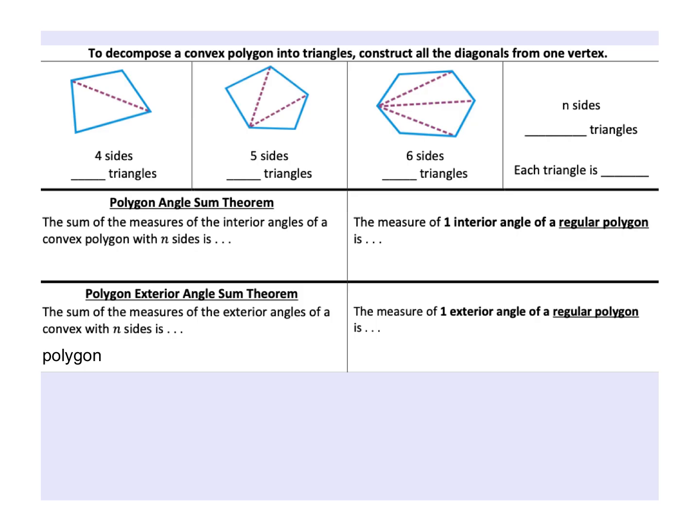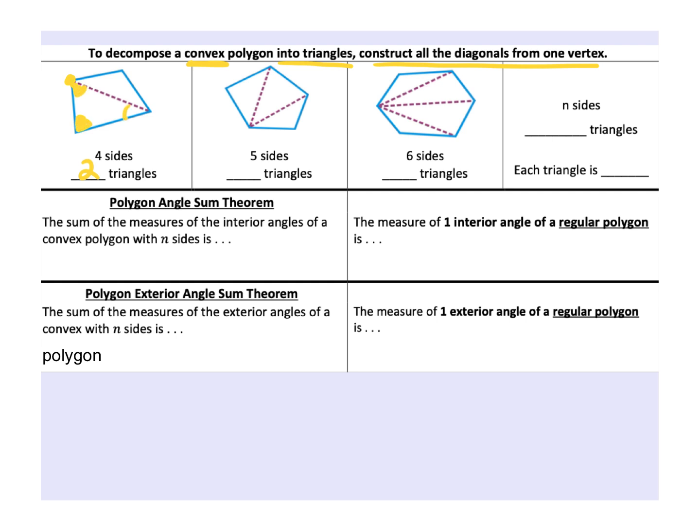Now that we know how to classify polygons, we're ready to start finding the measures of angles in polygons. To do this, we're going to decompose a convex polygon into triangles and then construct all the diagonals from one vertex. So if I choose this vertex right here, there's only one diagonal. Notice that that one diagonal forms 2 triangles. And if I look at the angles here in these triangles, I'm going to color my corners.